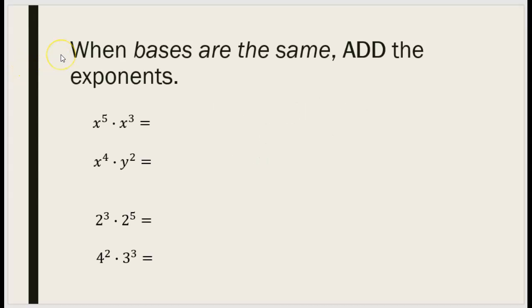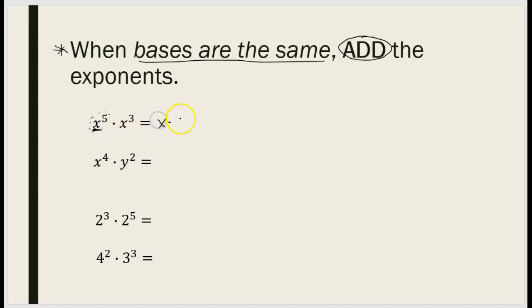All right, so the gist of this whole thing is when the bases are the same. This is really important. When the bases are the same, we are going to add those exponents together, and I'm going to show you why. If we look down here at x to the fifth, we know, and we talked about this in the last video, that x to the fifth power means I'm going to use my base of x as a factor 5 times.